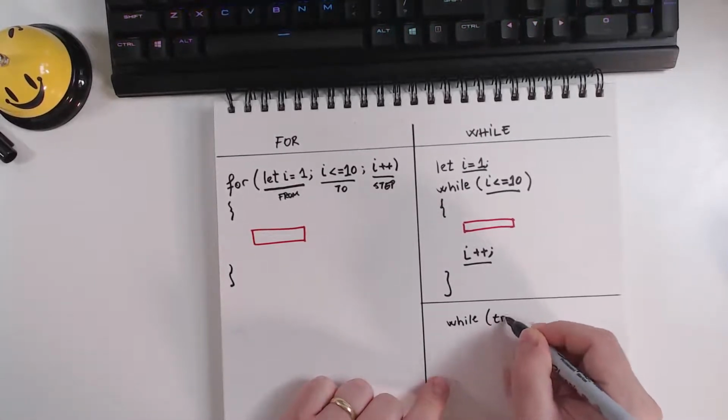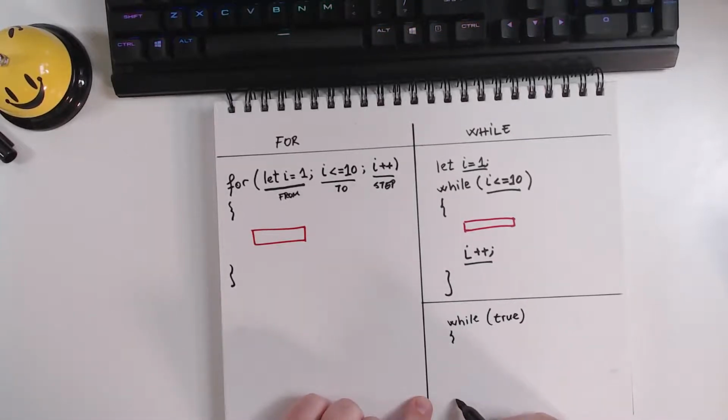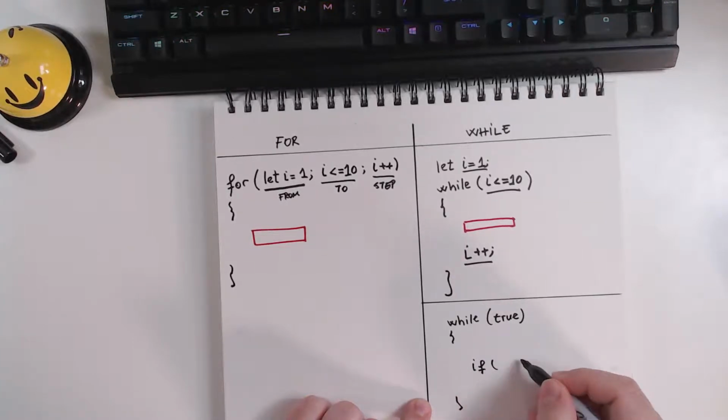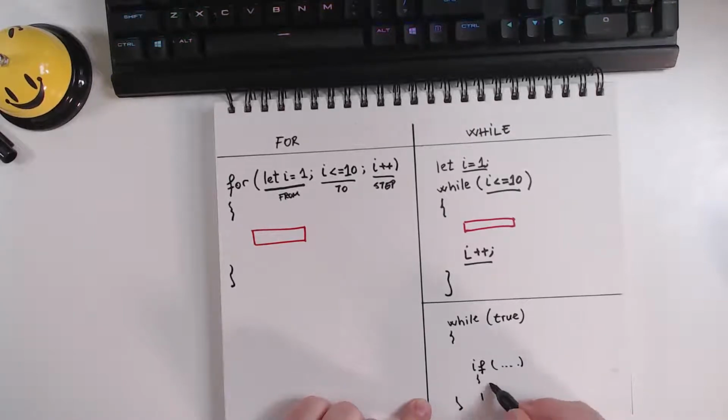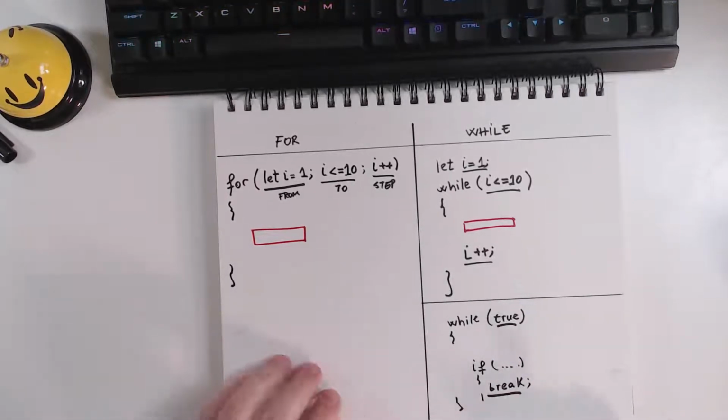Here we put true. While true, like a constant, we open and close, and somewhere inside we'll for sure need to have some sort of verification, and if this one is happening, we'll have break. Right? It's very important to have a break because of the true here. Okay, this is an infinite loop with a break condition to break from it.